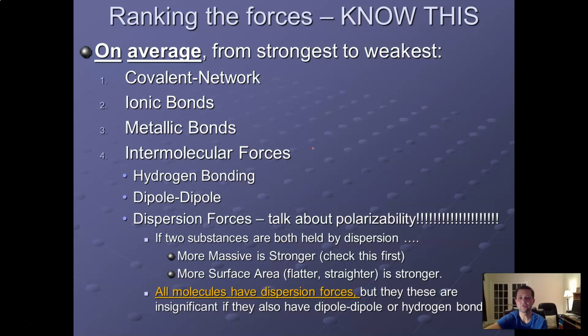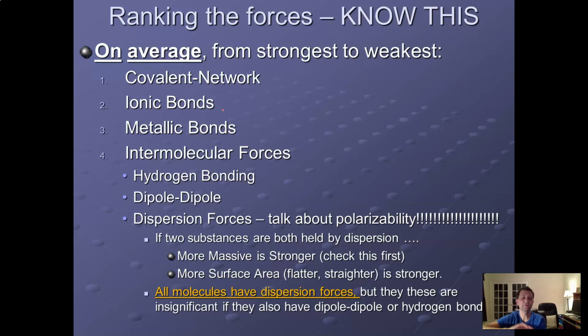Covalent network is the strongest on average because it's all intramolecular forces, which are going to be very strong. Generally your highest melting point is going to be covalent network. The next strongest is ionic, so you have your Coulombic attraction there, electrostatic attraction. That's important to know. And then metallic. So covalent network, ionic, metallic, top three.